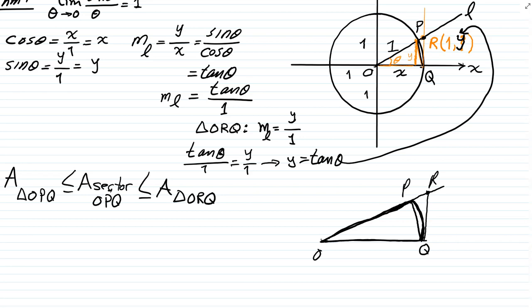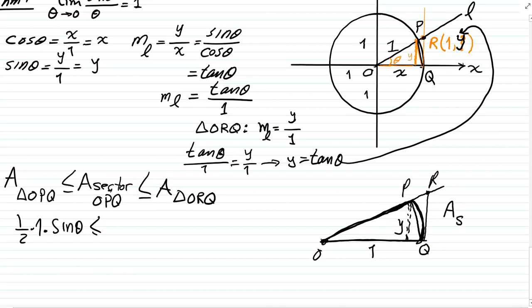Now the area of this triangle OPQ is going to be 1/2 base times height, right? The height was Y, remember, and the base is 1. The distance from O to Q is 1. So it's going to be 1/2 base times height is Y, but then Y is sine theta. Now the area of a sector is 1/2 R squared theta. That's from your trigonometry. I know you probably don't remember that, but that's what that is. So it's going to be 1/2 times R, the radius, which is 1, squared times theta in radians.